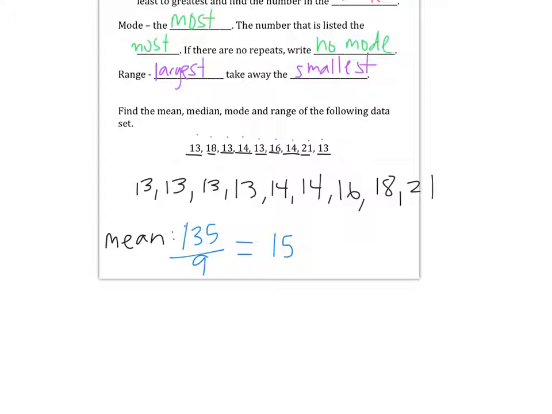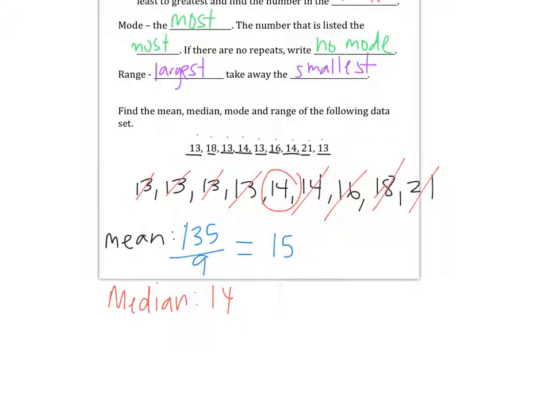All right, let's look at the median. So this is where I have my numbers all lined up, and I'm going to find the middle. So I'm going to cancel out this 13 with the 21, this 13 with the 18, this 13 with the 16, this 13 with the 14, and I have one number left, which is 14. So 14 is the median.